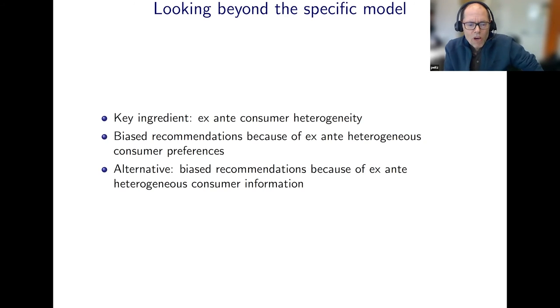Now you may find the model particularly special in some ways. The message I want to convey is that this kind of inflated recommendation appears to us a very robust phenomenon, relying here on ex ante consumer heterogeneity. So here we have this specific setting of just two types. For one type, there's uncertainty, it's VH or VL. For the other one, there's no uncertainty. So there's a difference both in the expected valuation and in the variance.